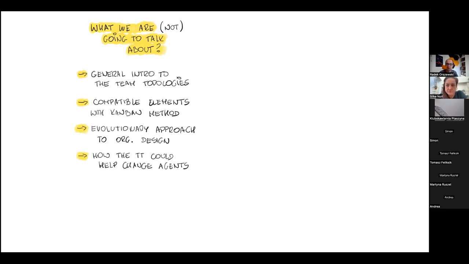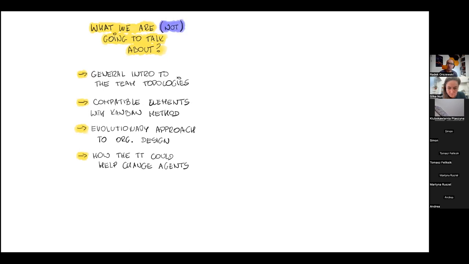I also promised in the short text promoting this event that I will look at Team Topologies and Kanban from a change agent's perspective. So if you are a Scrum Master, an agile coach, a manager, or any other formal or informal change agent in the organization, maybe you will find something helpful for you, especially for you as an individual or as a team of professionals like yourself.